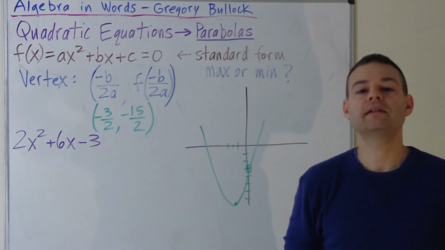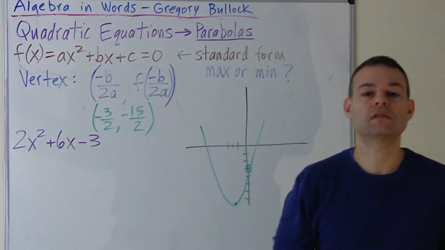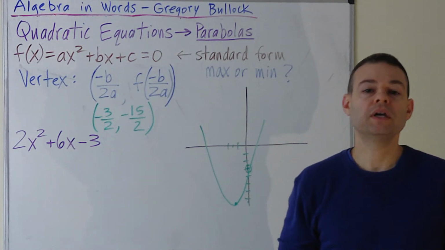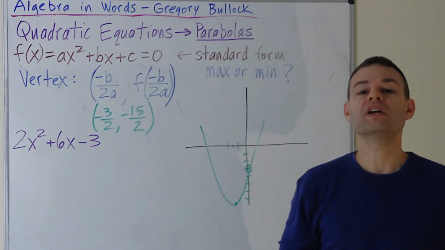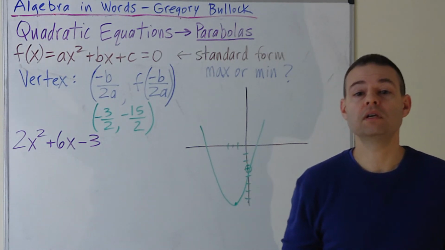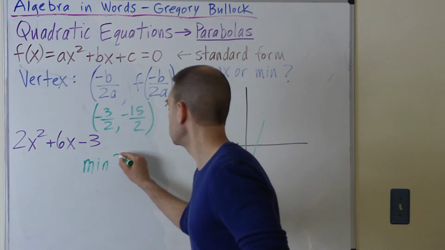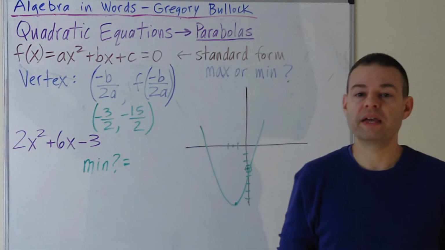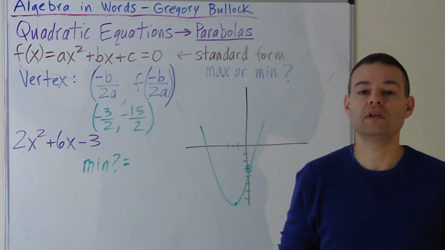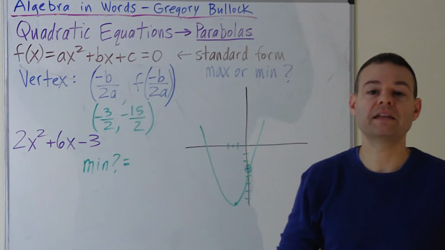All right, and so the next question is, is this vertex the maximum or the minimum? It would be the minimum because in this case the parabola opens upward. What specifically is the minimum in this case? All we do is write the y value of the vertex. That would be this. So the minimum is negative 15/2.